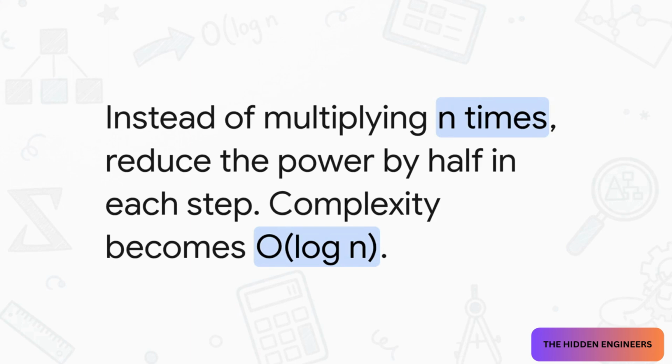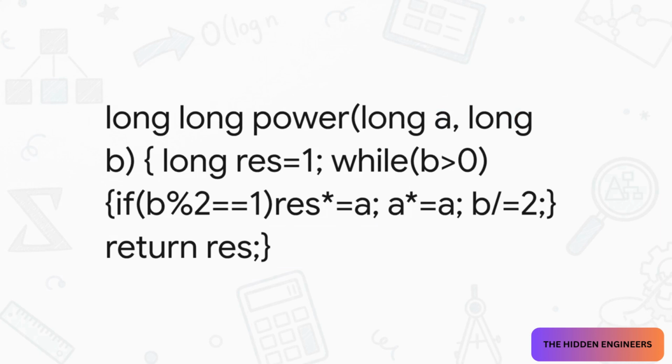So instead of multiplying a number by itself n times, which is really slow, O(n), we do something much cleverer. We reduce the power by half in each step. This simple trick drops the complexity all the way down to O(log n). For large numbers, that is a massive improvement. Let's break down this C++ code.